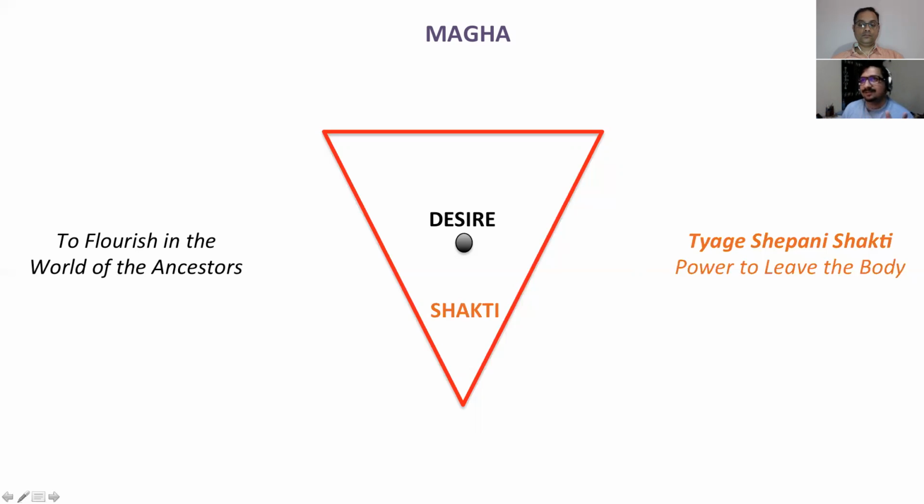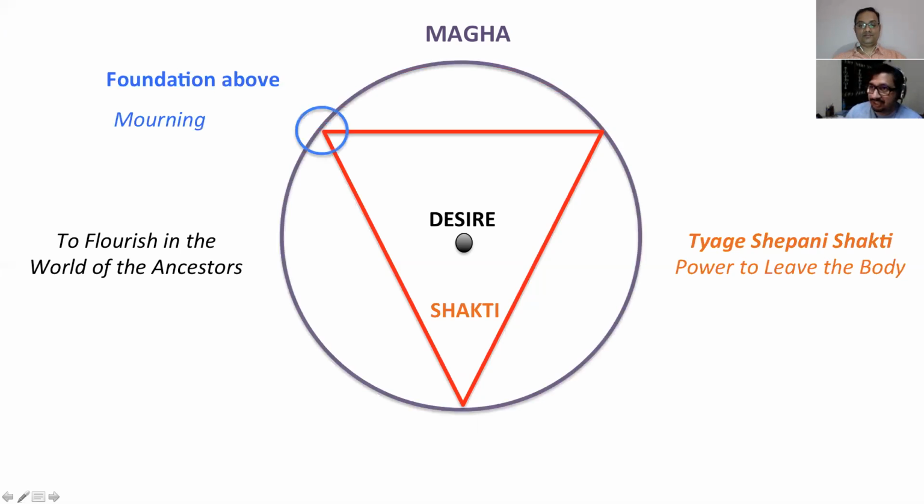They would love to be famous because in this day and age, ancestors are in the annals of history. So they would love to make their history, and they would love their story to be told. Say that is his story. So his story will become history. That's the same way Magha natives would be thinking, and the way they accomplish this would be through the Tyaga Shepani Shakti, the power to leave the body.